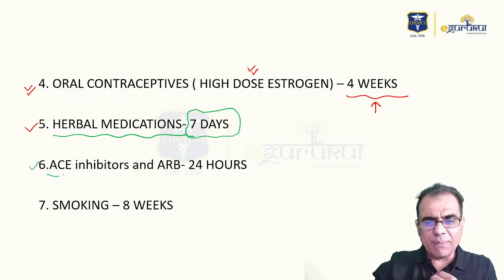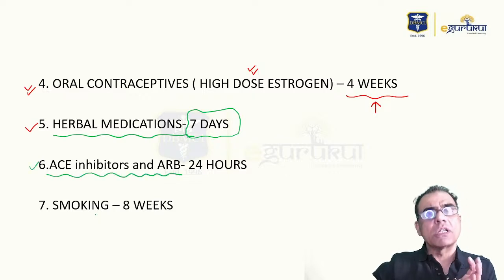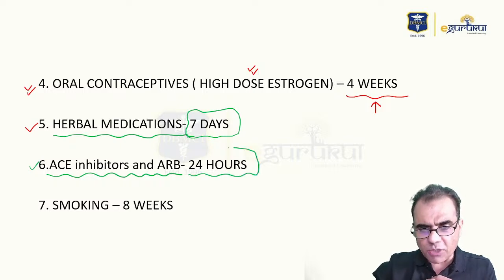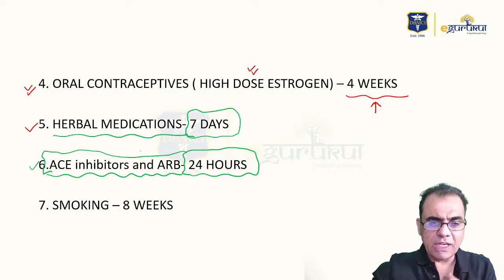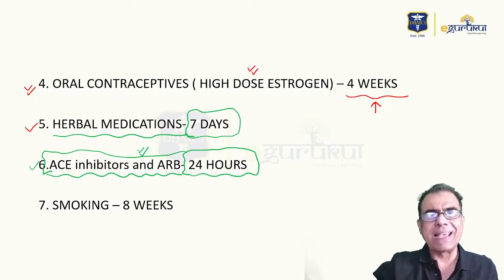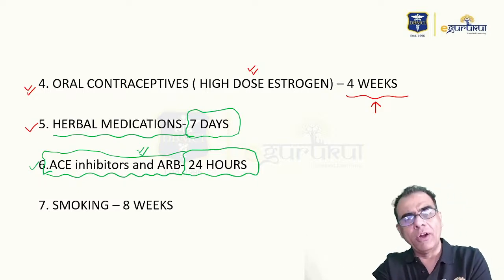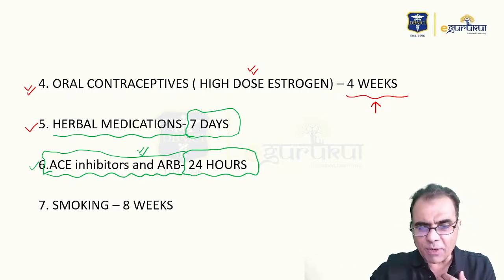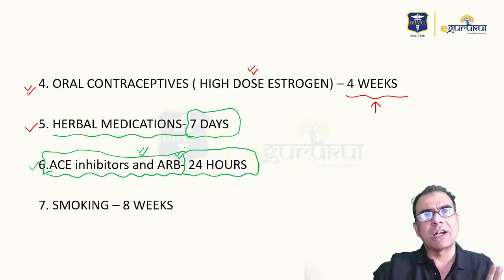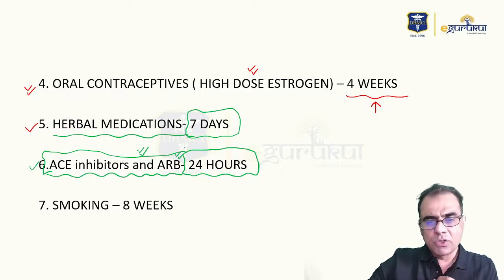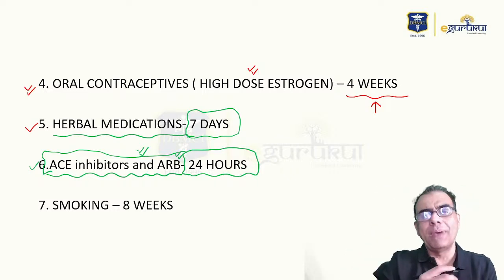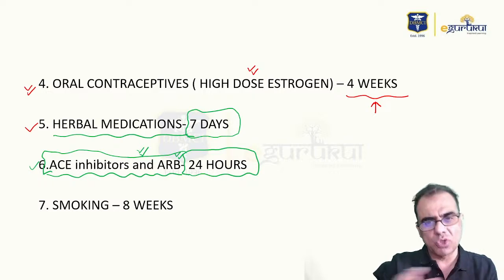Then ACE inhibitors and angiotensin receptor blockers should be stopped 24 hours before. I'm again using the green pen because in books you will see it is given that ACE inhibitors are the drugs ending in prils: enalapril, lisinopril, perindopril, and angiotensin receptor blockers means sartans: losartan, valsartan, telmisartan. So they should be stopped 24 hours before. Previously we were stopping them on the day of the surgery. So this is a change.